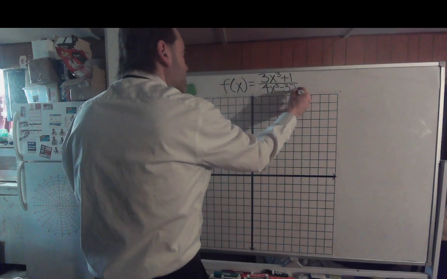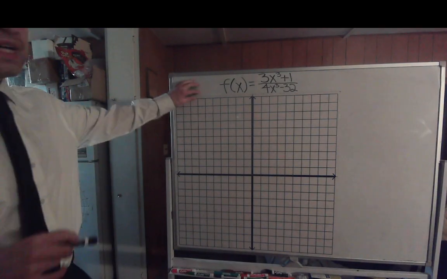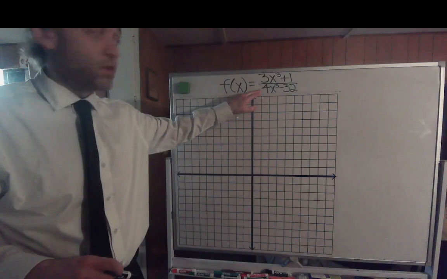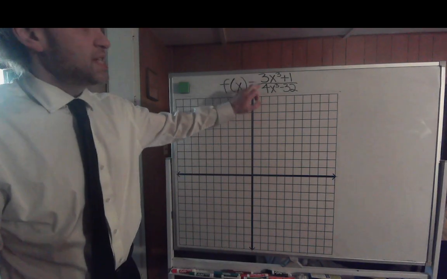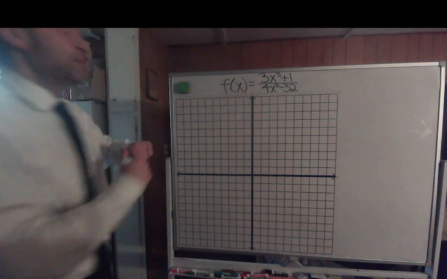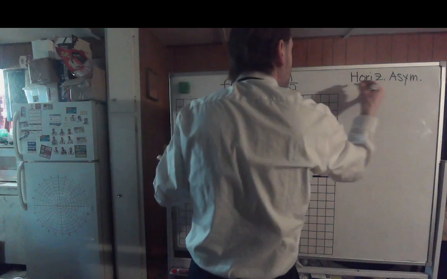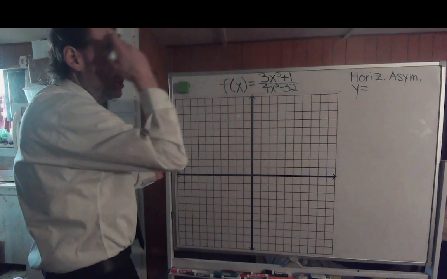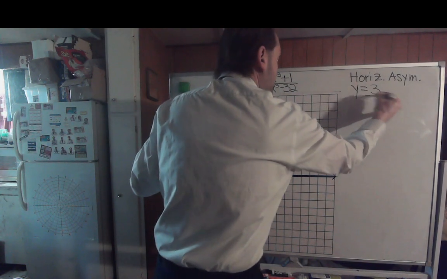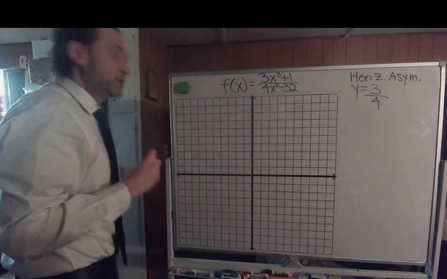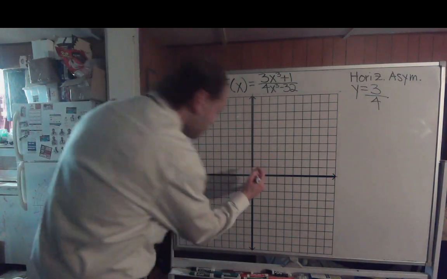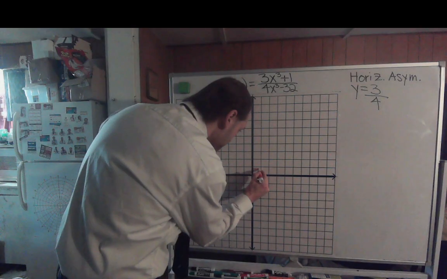So f of x equals 3x to the third plus 1 divided by 4x to the third minus 32. Okay. Well, the degree of the numerator is equal to the degree of the denominator, so that means your horizontal asymptote is going to be y equals the leading coefficient of the numerator, which is 3, divided by the leading coefficient of the denominator, which is 4. So your horizontal asymptote is literally y equals 3/4. So why don't we go ahead and plot that here.